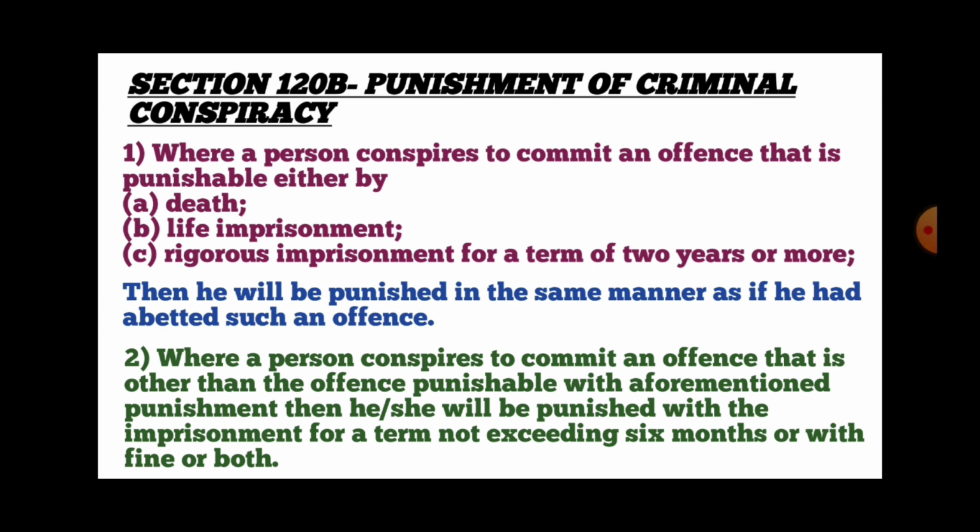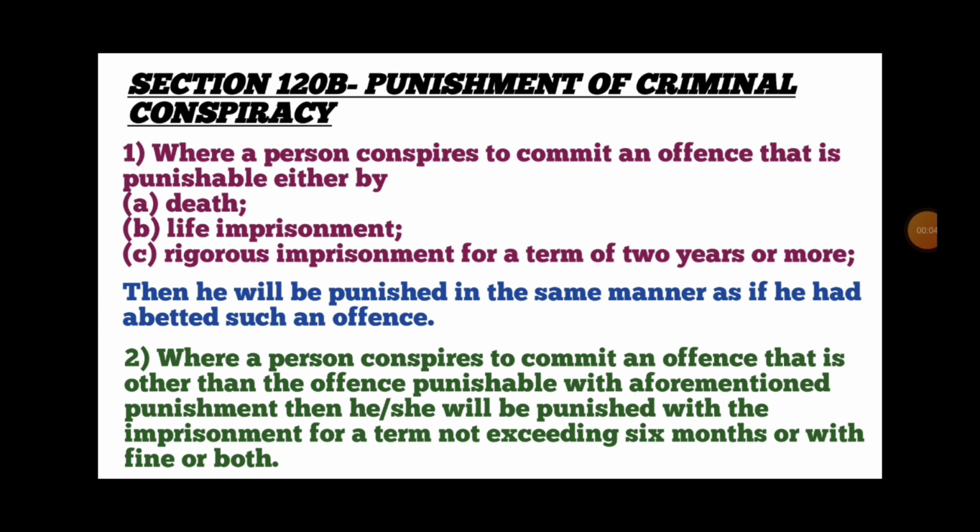Which means that whoever is a party to a criminal conspiracy to commit an offense which is punishable with death, life imprisonment, or difficult or tough imprisonment, which is known as rigorous imprisonment, for a term of more than 2 years, is punished in the same manner as if he had abetted such an offense. Abetment means to encourage or assist someone in doing a crime, which means that if someone is found conspiring to commit such an offense, then he will be punished as if he had abetted such an offense.